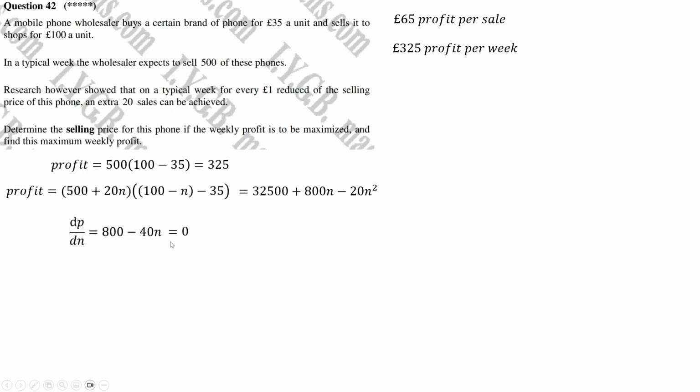That equals 0. So 40n equals 800, therefore n equals 20. You might be able to just see it from here. But anyways, n equals 20. Let's show that this actually is the maximum. So differentiate this again. So you'll just get minus 40.